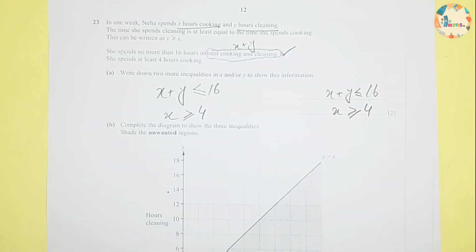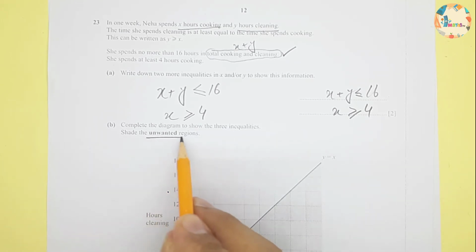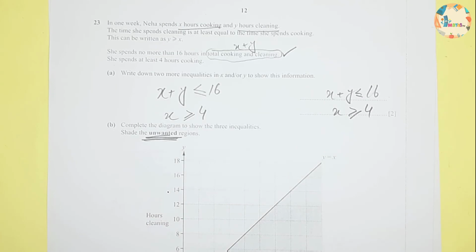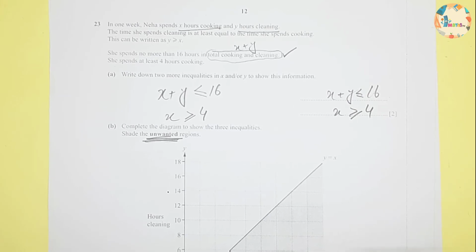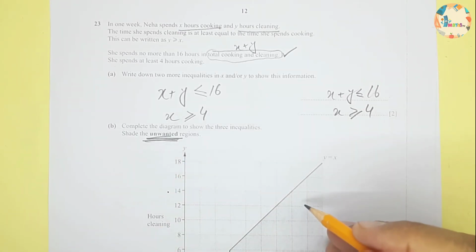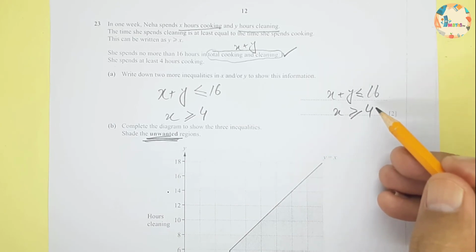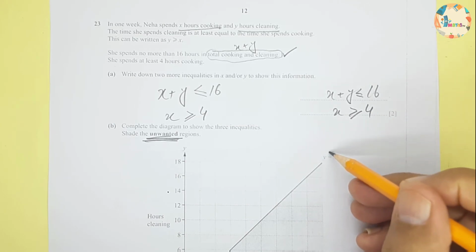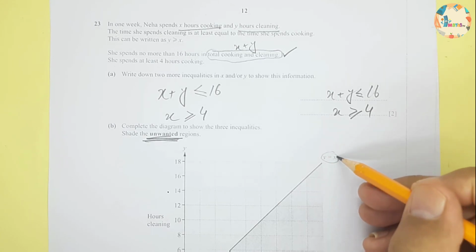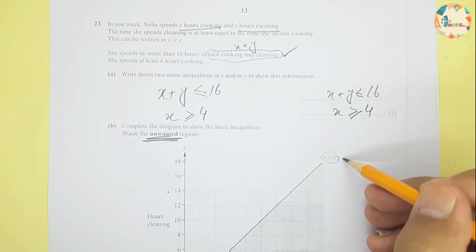Then part B, complete the diagram to show the 3 inequalities. Shade the unwanted region. This is very important. In some questions they say shade the wanted region, and in other questions they say shade the unwanted region. So you will have to be careful which part you have to shade. In this case you have to shade the unwanted part. So y is equal to x basically is this line.